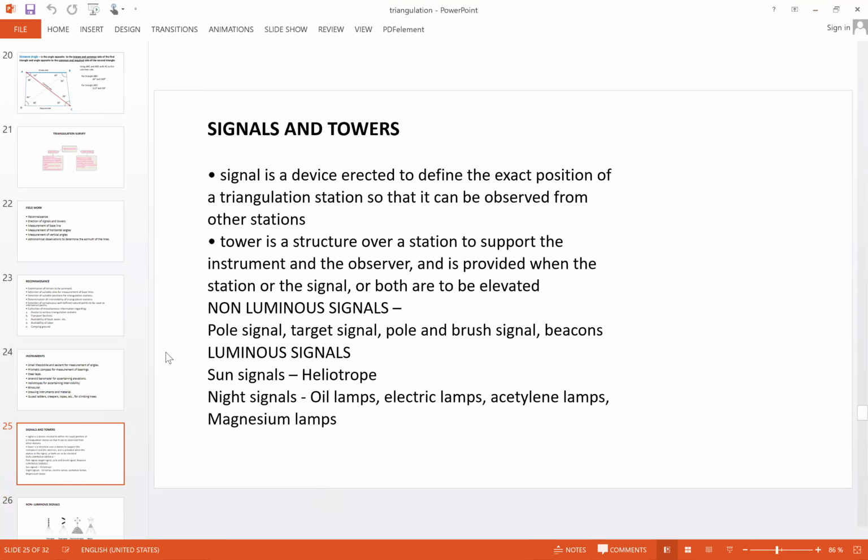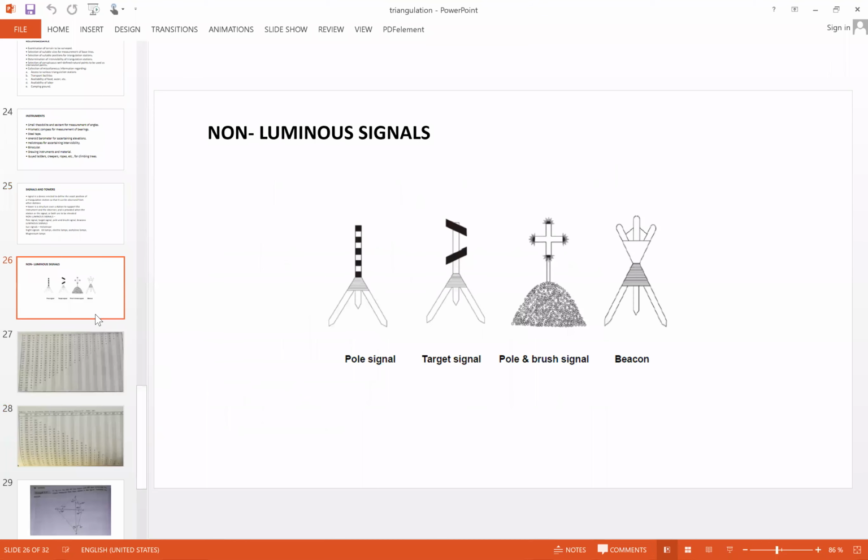Signals and towers. Normally two types of signals are used: non-luminous signals or luminous signals, depending upon whether we have to work in the day or night. These are the different non-luminous signals given: pole signal, target signal, pole and bush signal, beacon. Depending upon your type of work, you consider this data.